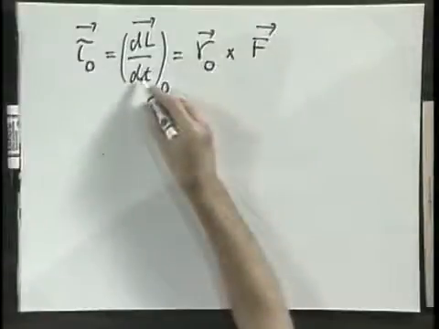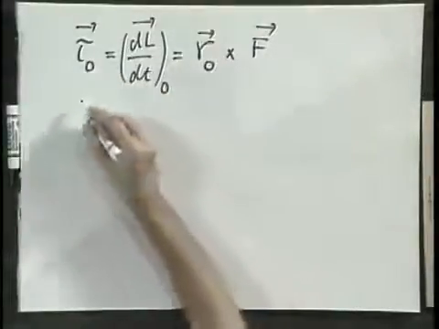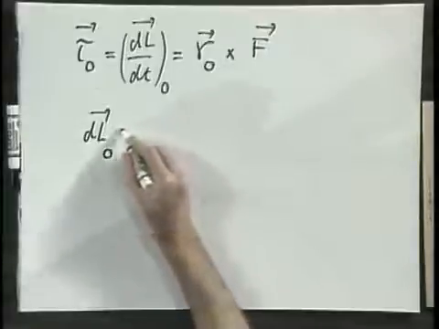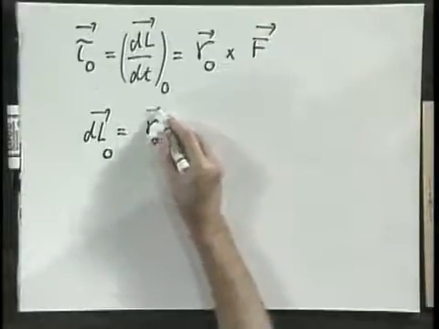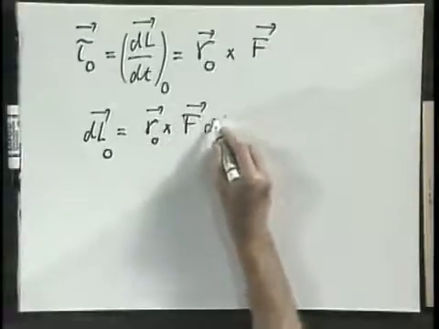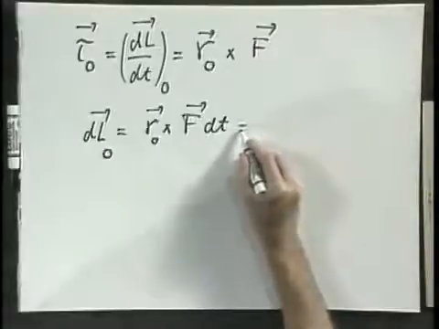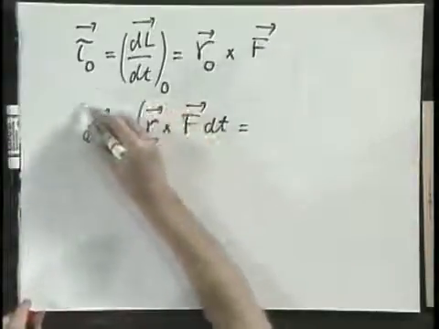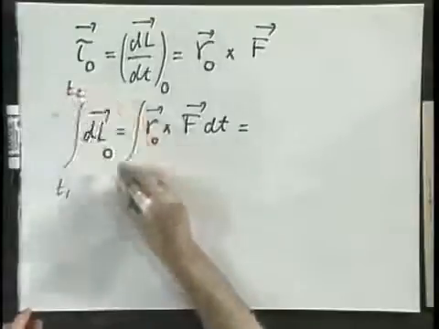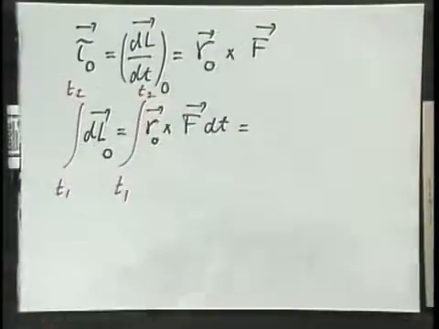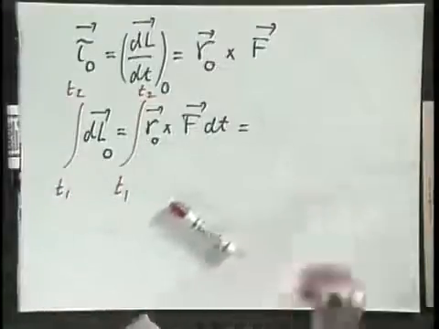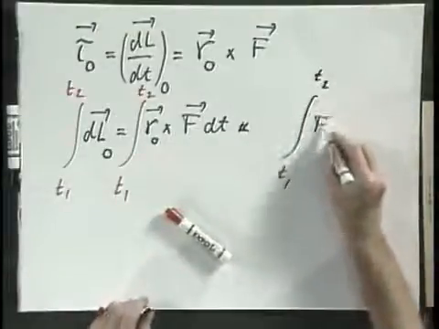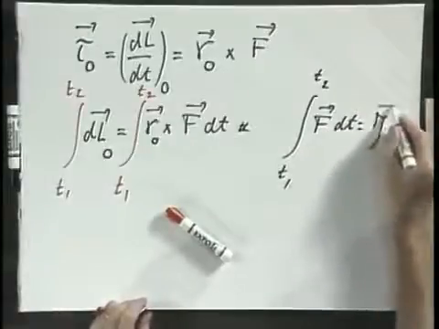Now I will multiply each side with dt, all these quantities, and so I will get dL relative to point O equals the position vector cross F dt. And that equals, I'm going to do an integral now from T1 before the hit to T2 after the hit. And I recognize that the integral from T1 to T2 of F dt, that is the definition of our impulse.